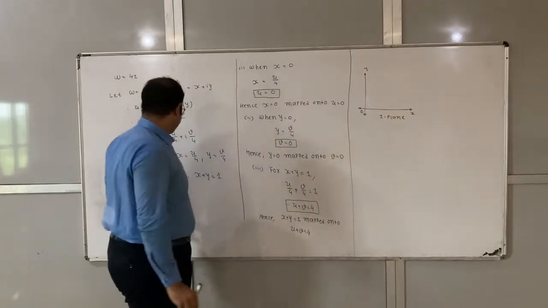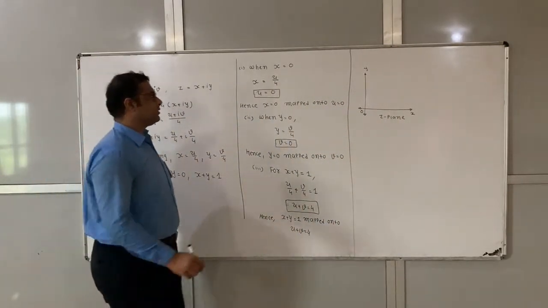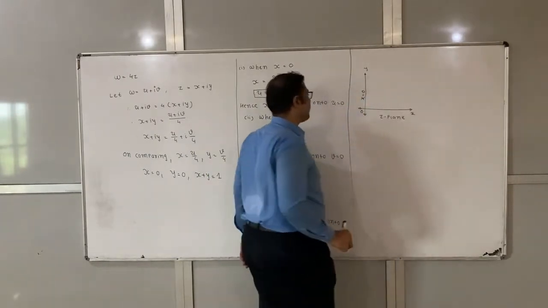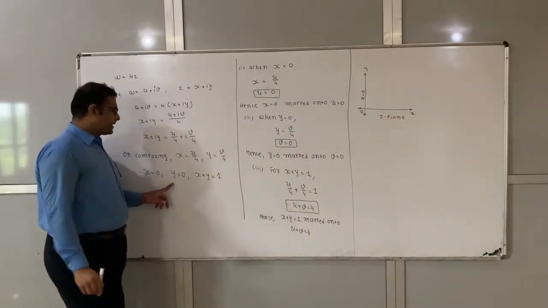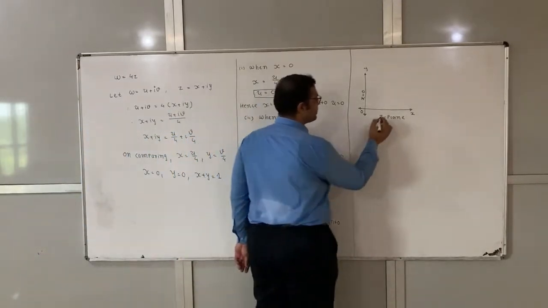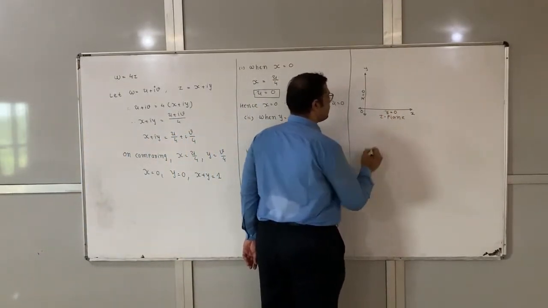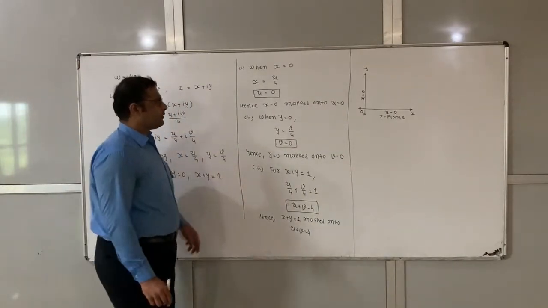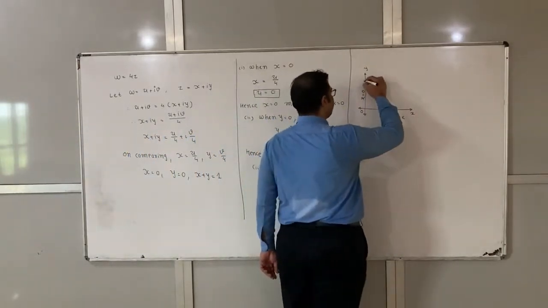Now the first line is x is equal to 0. So this is the x is equal to 0 line. The second is y is equal to 0. So this is the line representing y is equal to 0. And the third line is x plus y is equal to 1. On drawing this line you will get this type of image.